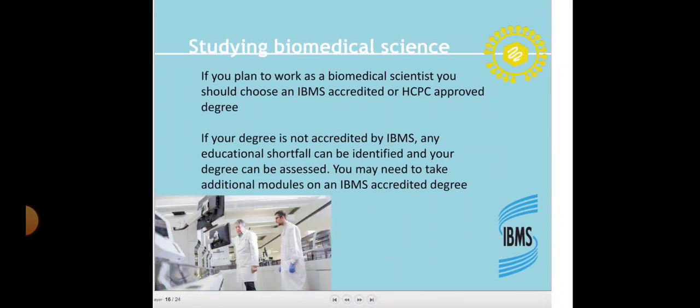If you plan to work as a biomedical scientist, you should choose an IBMS accredited or HCPC approved degree. If your degree is not accredited by IBMS, any educational shortfall can be identified and your degree can be assessed. You may need to take additional modules on an IBMS accredited degree.